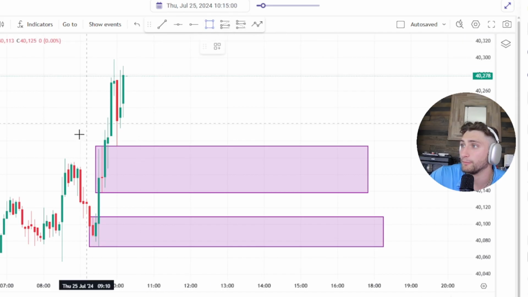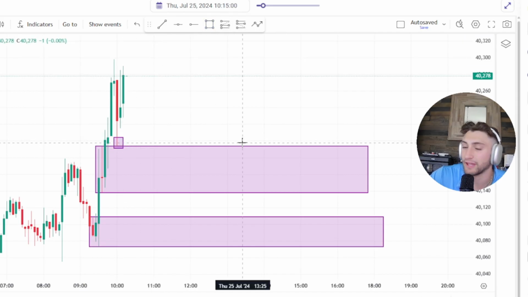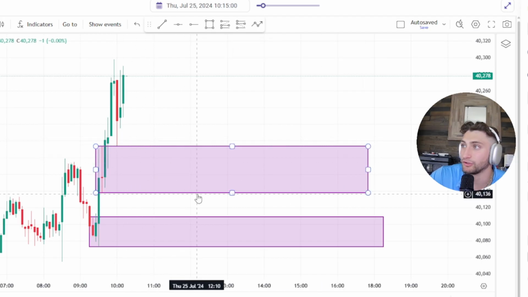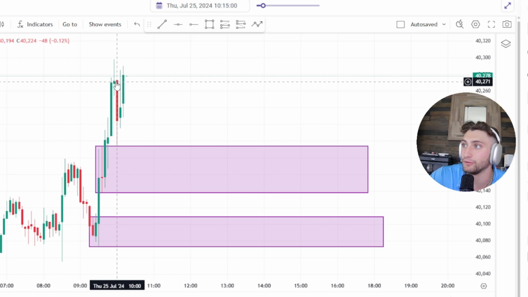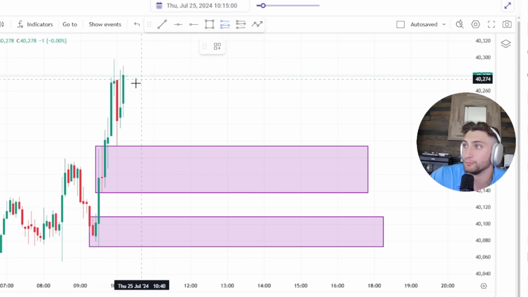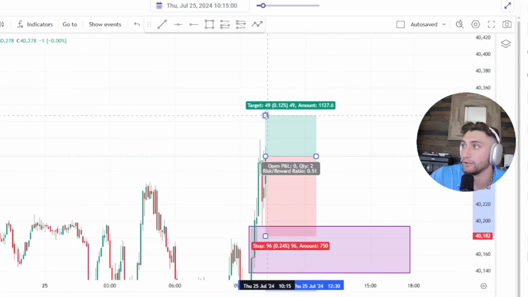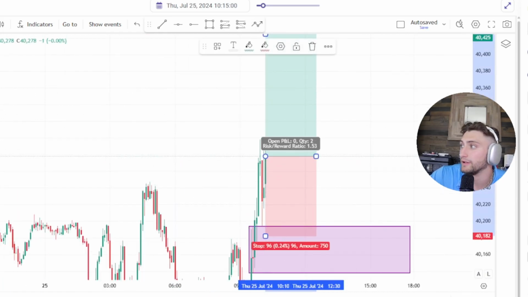Basically what I'm looking for is the tap into the zone. Price gave us the tap into the zone right there. So clearly we were rejecting it. Next, all I'm waiting for is the previous candle's high to be broken. So we get that. We get that entry right there. We could go stops below right here, and we could target something in this area up here.